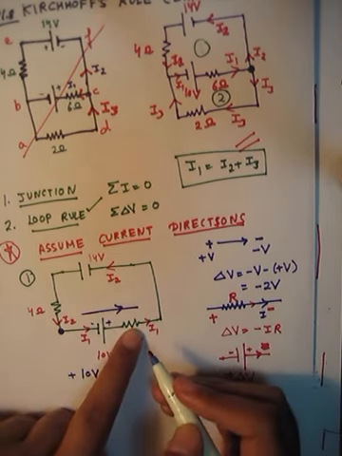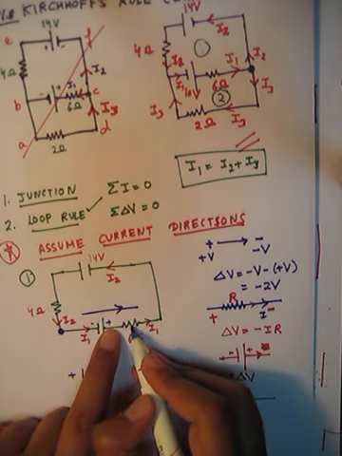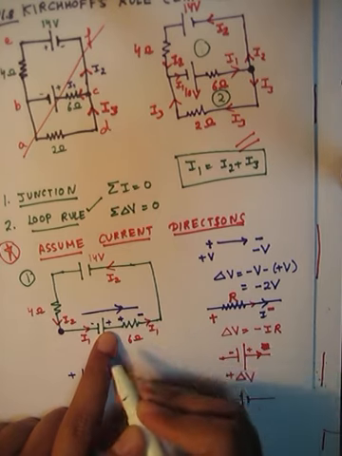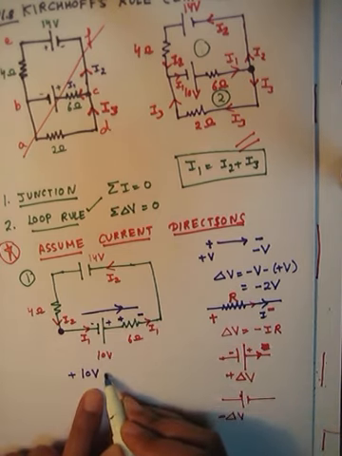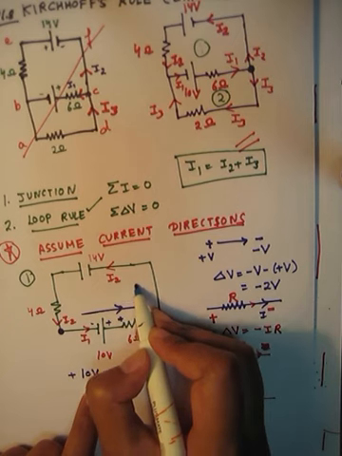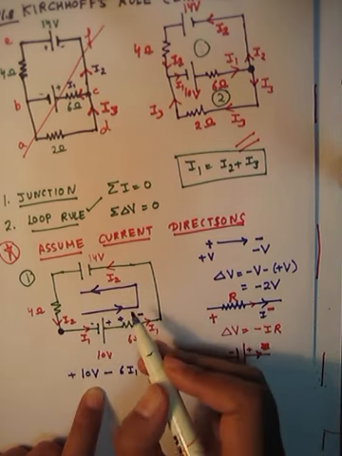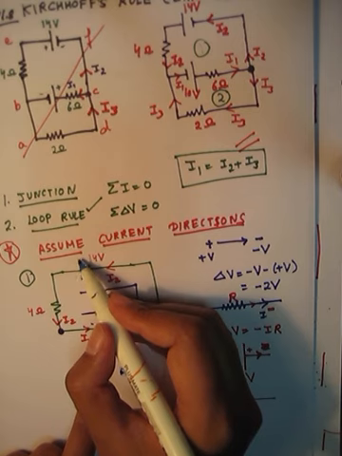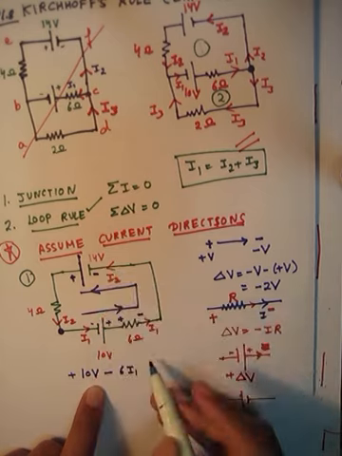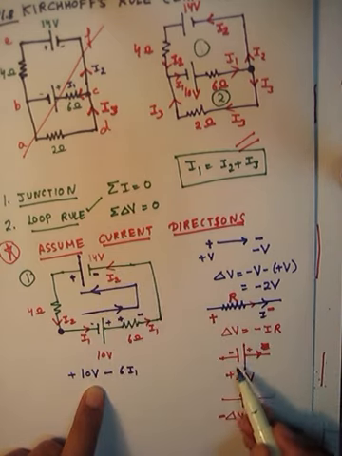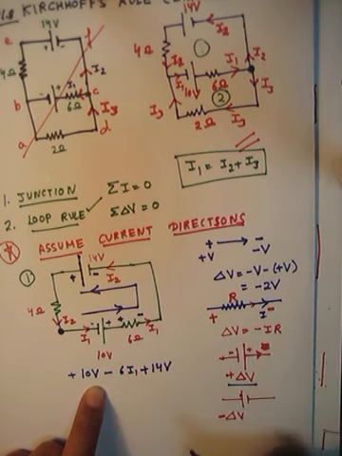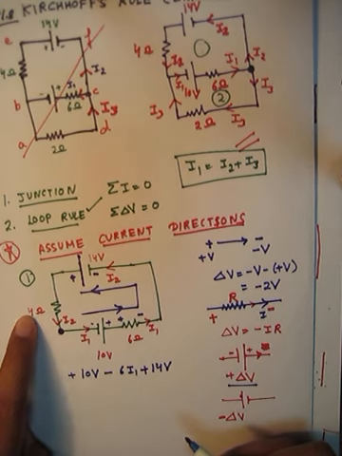Now let's come to this resistor. The current is in this direction, so it is plus here and minus here, because current is always from plus to minus. So it will be minus 6I1. Now let's move along this wire. The current is I2, but at the battery we are moving from minus to plus, so it will be plus delta V, plus 14 volts.